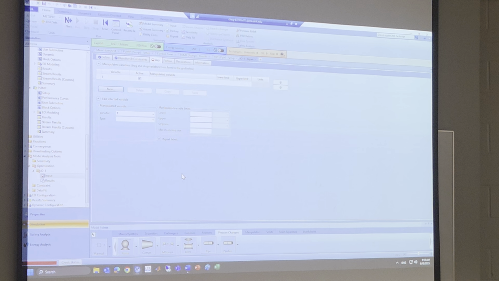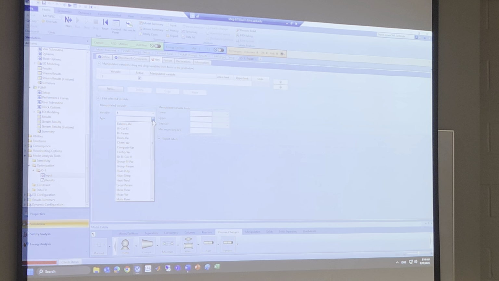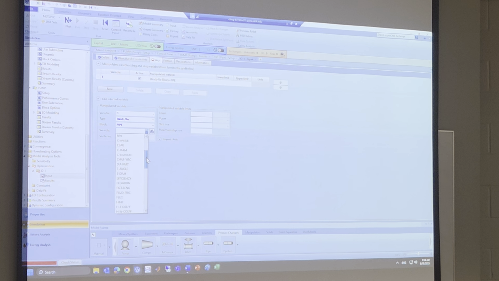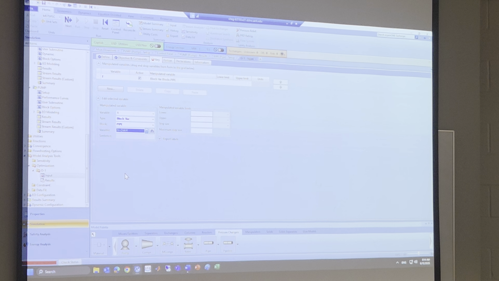The question is, what do you vary? Wonderful. We vary inside diameter. Why? We are finding out the optimal inside diameter. We have to vary that parameter. So we vary inside diameter, which is a block variable, right? In the piping system, we are varying the inside diameter, in meters, 0.01 meter lower, maybe 0.5 meter upper.